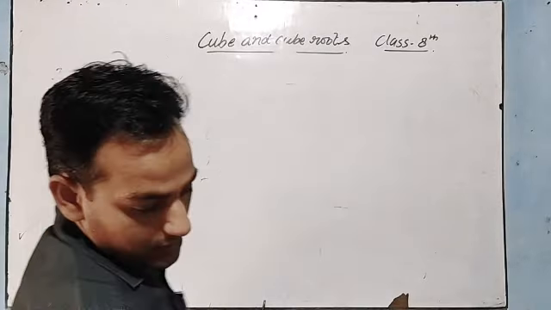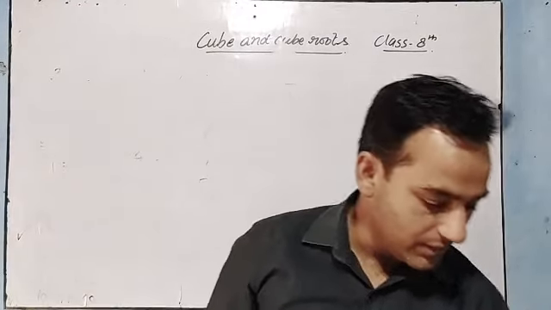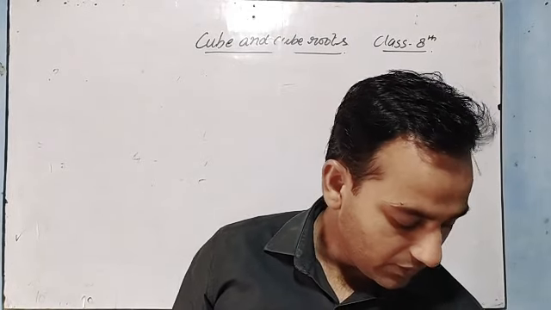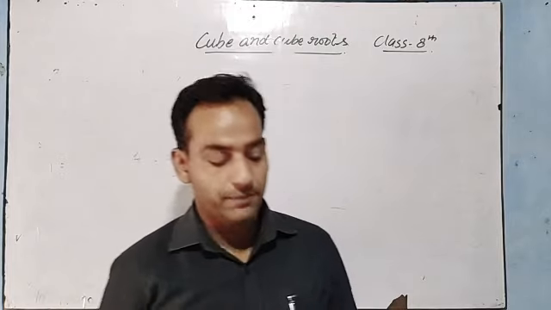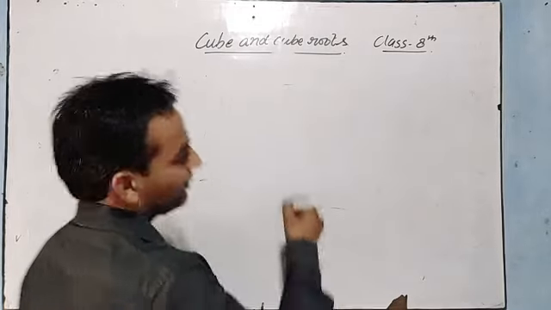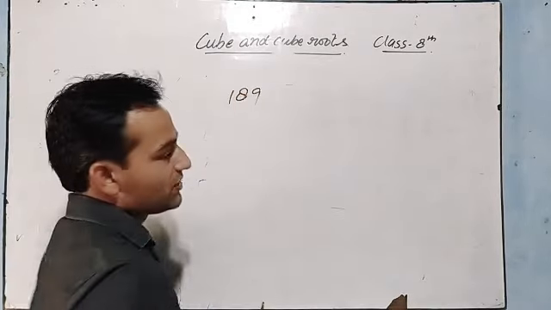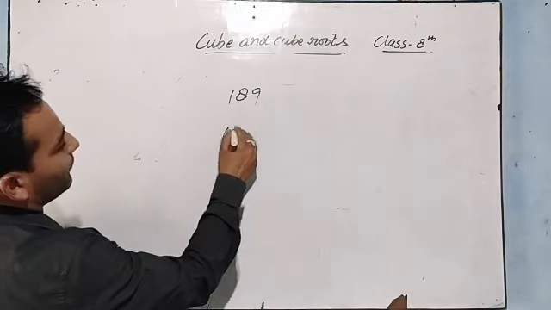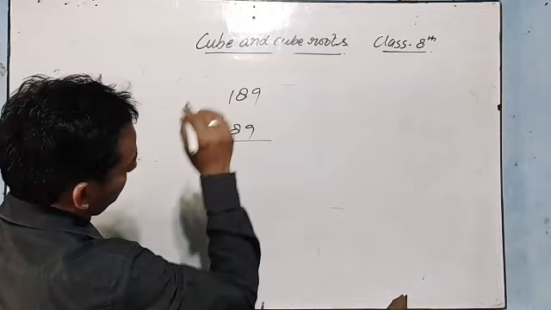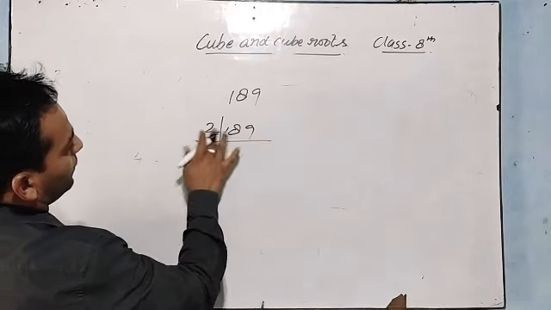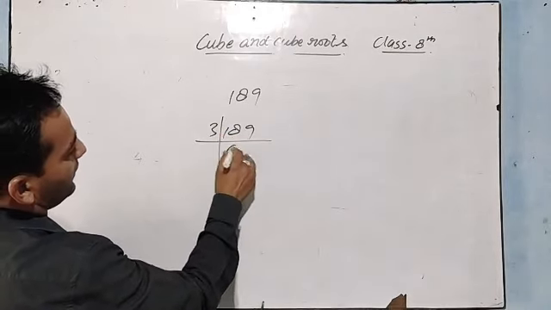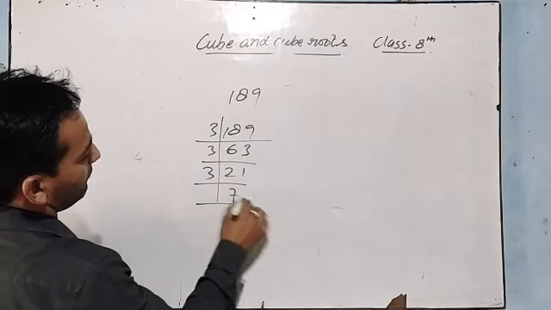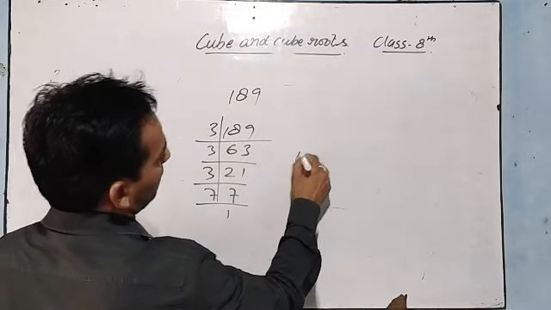Now, let us take some more examples and some properties of cube and cube root, and we have to check whether the given number is a perfect cube or not. Just like we have a number 189. Check whether 189 is a perfect cube or not. Let us see. 189. 2 will not be dividing. 3 6s are 18, 3 3s are 9, 3 2s are 6, 3 1s are 3, 3 7s are 21, 7 1s are 7.